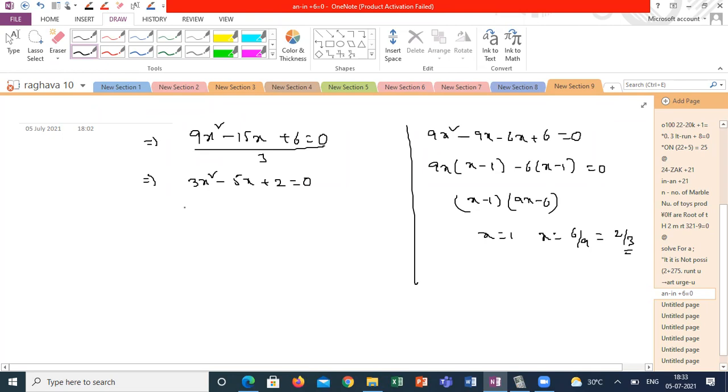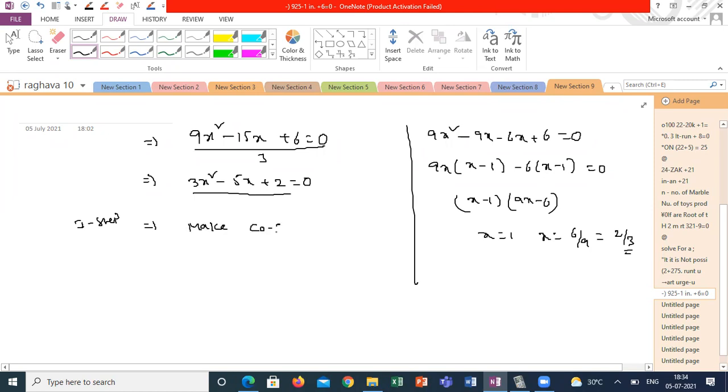Suppose I am getting a question in such a way that I am unable to split the middle term. I am unable to do the factorization method. So I am making this expression into a perfect square. Before going to the perfect square, first step, you have to keep it in mind. Might be different books have different steps. Here, I am making the x square coefficient 1.